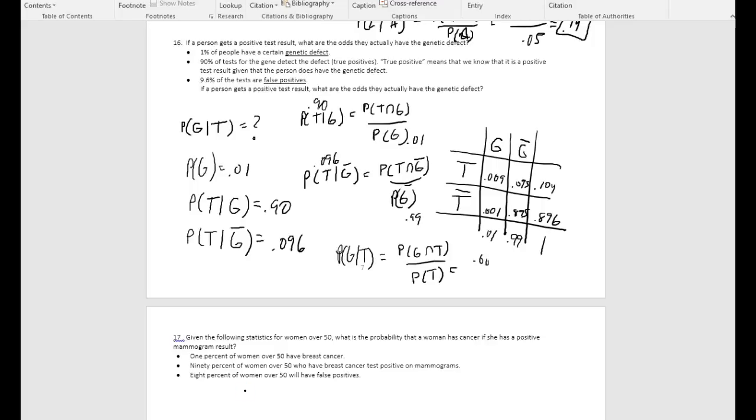G and T we know is 0.009, and P of T is 0.104, and that is going to be 0.087. So the probability a person has the genetic defect given that they get a positive test result is 0.087. So even though these tests seem fairly accurate, given that they get a positive test result, their likelihood of actually having the genetic defect is still only about 9%, or 8.7%.